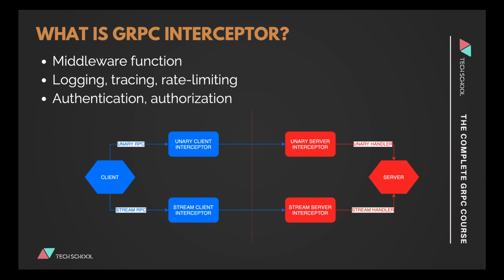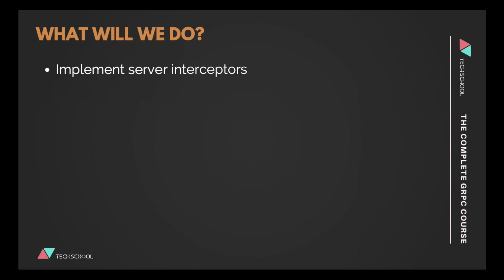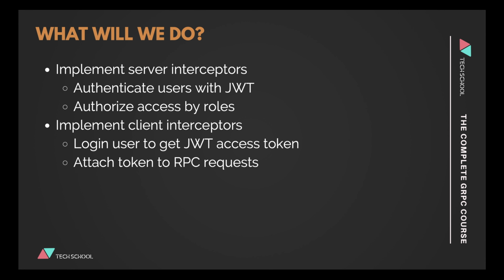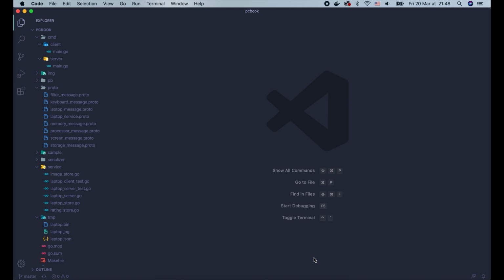Similarly, a client-side interceptor is a function that will be called by the gRPC client before invoking the actual RPC. In this lecture, we will first implement a server interceptor to authorize access to our gRPC APIs with JSON Web Token, or JWT. With this interceptor, we will make sure that only the users with some specific roles can call a specific API on our server. Then we will implement the client interceptor to log in user and attach the JWT to the request before calling the actual gRPC API.